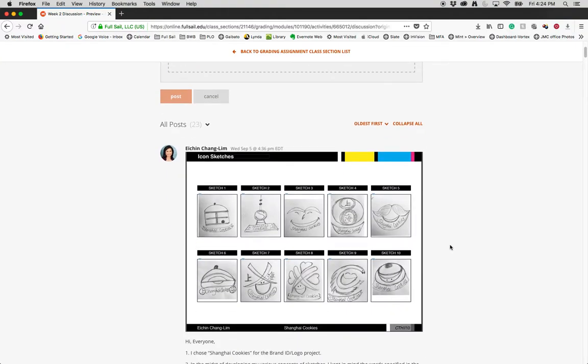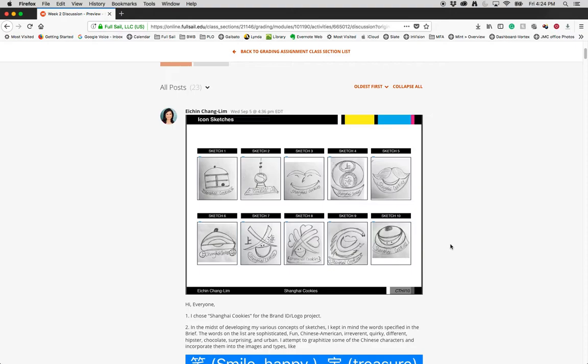I'm taking a look at the discussion and I'm going to give you some quick feedback on your logo icon sketches. This is not part of your grade and it's not your final grade, but I'm just giving you some tips so that you can move forward with this project through the week.